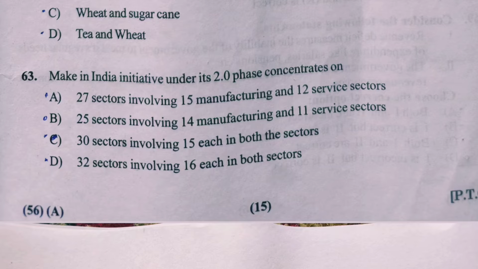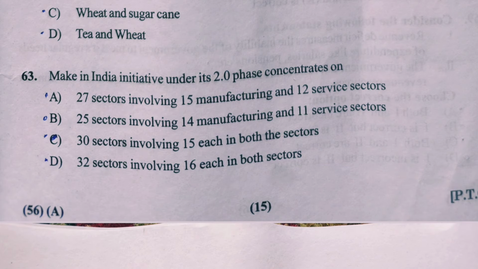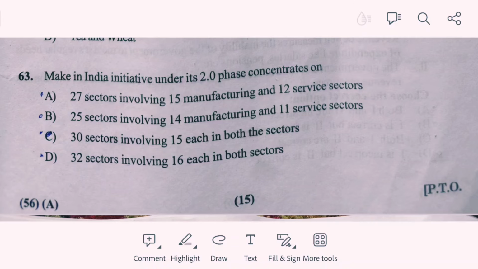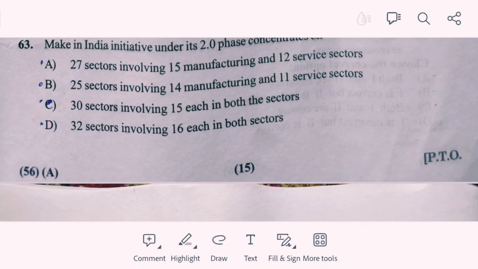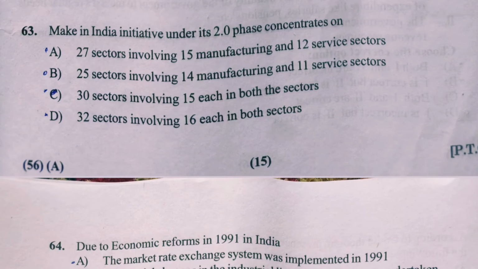Then we have 63, Make in India initiative under 2.0 phase concentrates on. So it is, I don't know. So it should be, I guess C option should be correct here. 30 sector. So I don't know the correct option here. So let us leave it here. Okay. Then we have, okay, so let me see what has happened.